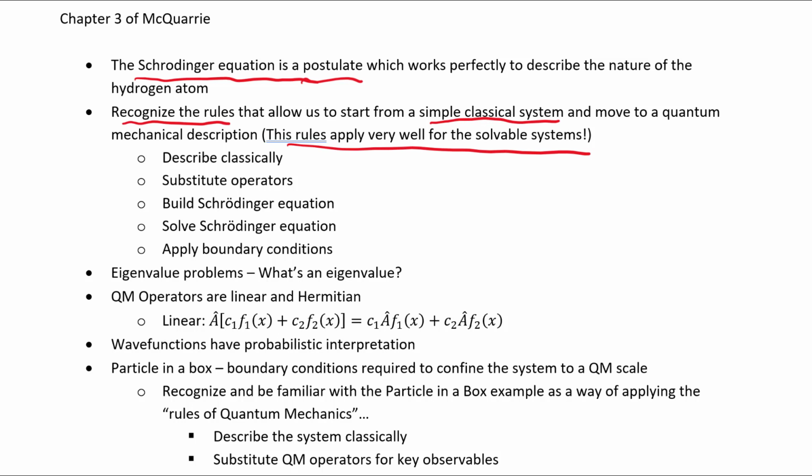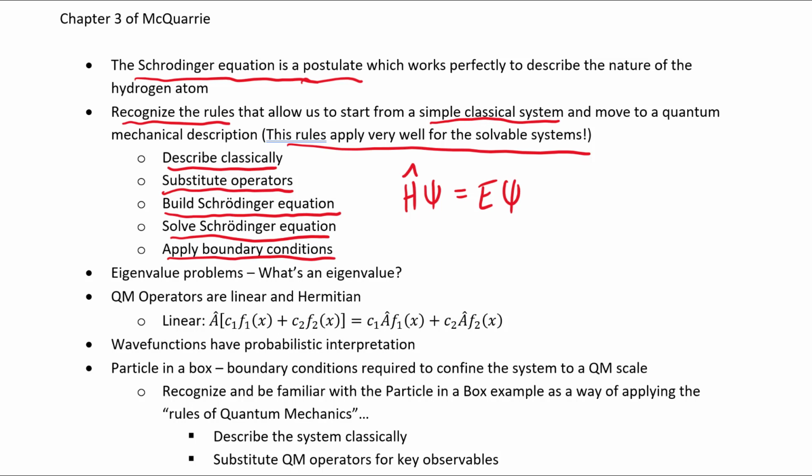And as I say, we've gone through this many times before. We describe the system classically. We substitute in quantum mechanical operators for each observable that we care about, or for each observable, in fact. We then build the Schrödinger equation. So, of course, we recognize that we're building this operator, and this is an eigenvalue equation. We're going to solve that Schrödinger equation, and then we're going to go on to apply boundary conditions, which really means that we think about orthogonality and normalization in order to take perhaps an infinite set of solutions and turn it into one possible solution with a single constant in front.